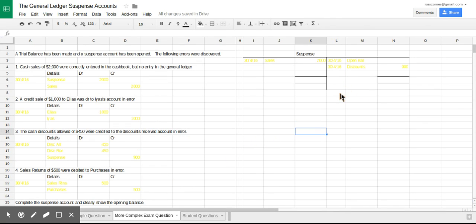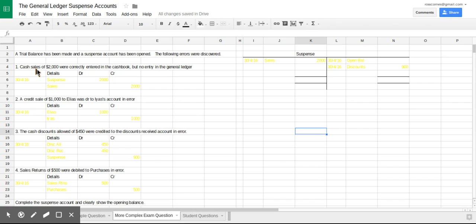What they do quite often in exam questions, they won't tell you what the opening balance was on the suspense account, because if they do, you can fiddle around with the numbers until you actually get the suspense account to balance. So it's to stop you from cheating and just doing trial and error.